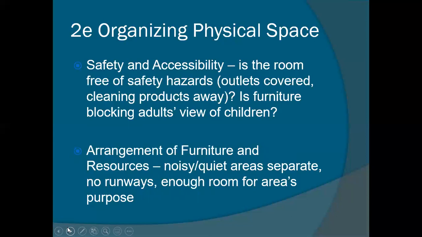2E looks at physical space. So first thing we look at obviously is safety and accessibility. So we want to make sure, of course, that the classroom is safe. So outlets need to be covered, cleaning products need to be labeled and put away in a place that children can't reach them. We want to make sure that the furniture is arranged in a way that adults can still see kids when they're standing in the classroom. We want to make sure there are no runways that give kids the option of running around the classroom. And once again, this is a major part of the HighScope curriculum.